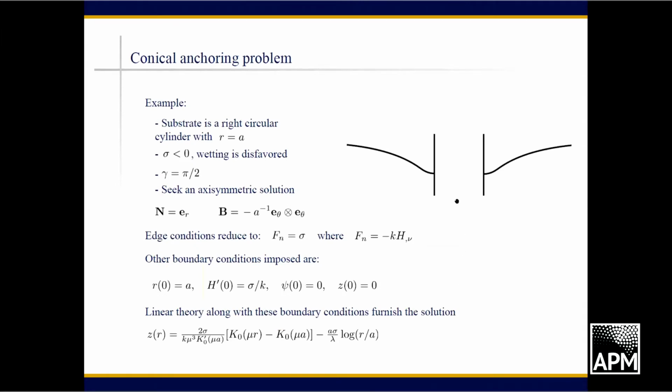So here we will apply this to a simple problem. Let us suppose we have a substrate in the form of a cylinder. Here is the bilayer, and there's an aqueous solution below the bilayer, water. And we will suppose that the substrate is hydrophobic, so that the adhesion energy, wetting energy, is negative. So the effect is to repel the water phase, and this induces a bending in the bilayer. We will prescribe this conical anchoring angle as pi/2.